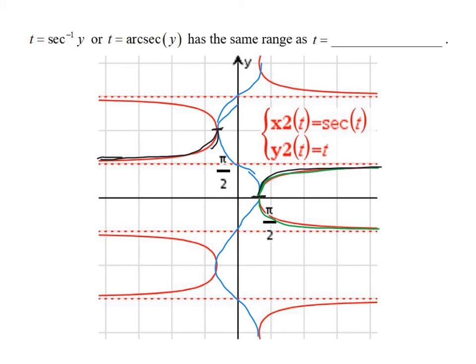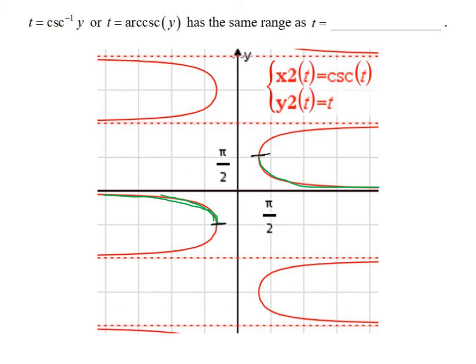So if you look at it, the arcsecant actually has the same range as the inverse cosine, okay, which is kind of nice because we do associate cosine with secant, so they do kind of stay together here. All right, so that's one way you can remember that the inverse secant has the same range as the inverse cosine.